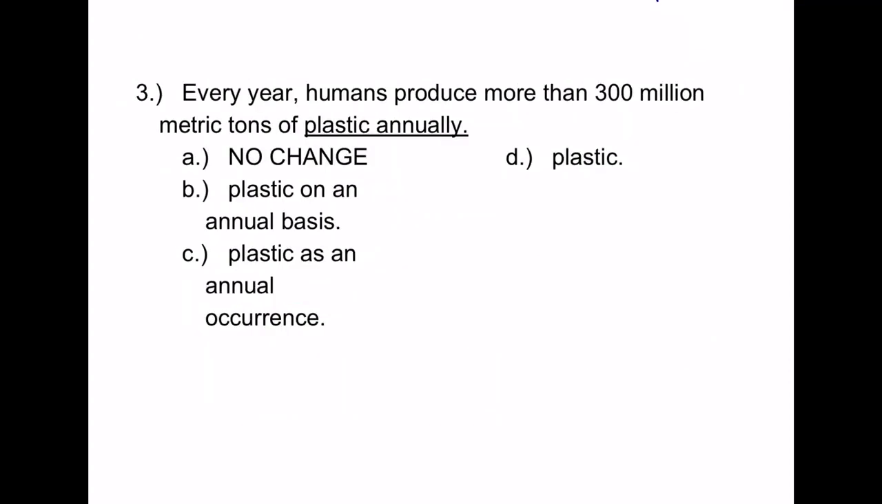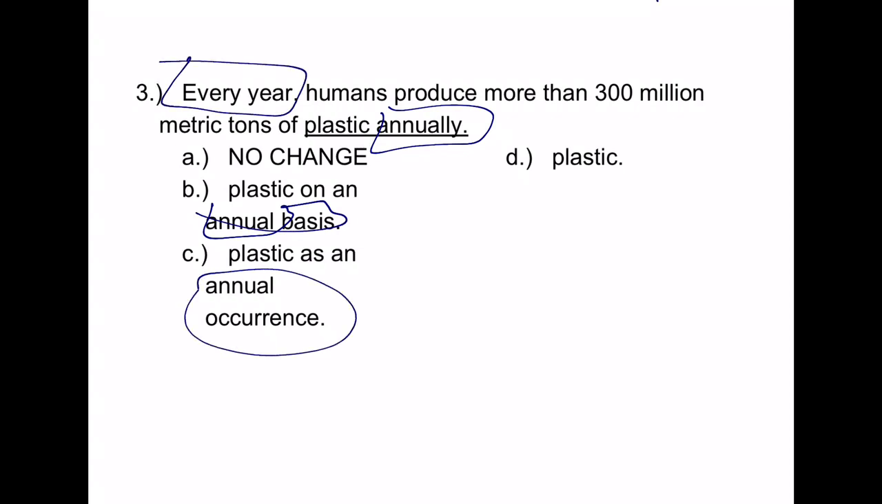Number 3, every year humans produce more than 300 million metric tons of plastic annually. So annually or annual basis or annual occurrence, all of these are redundant with every year. D is the only one that doesn't repeat that idea.